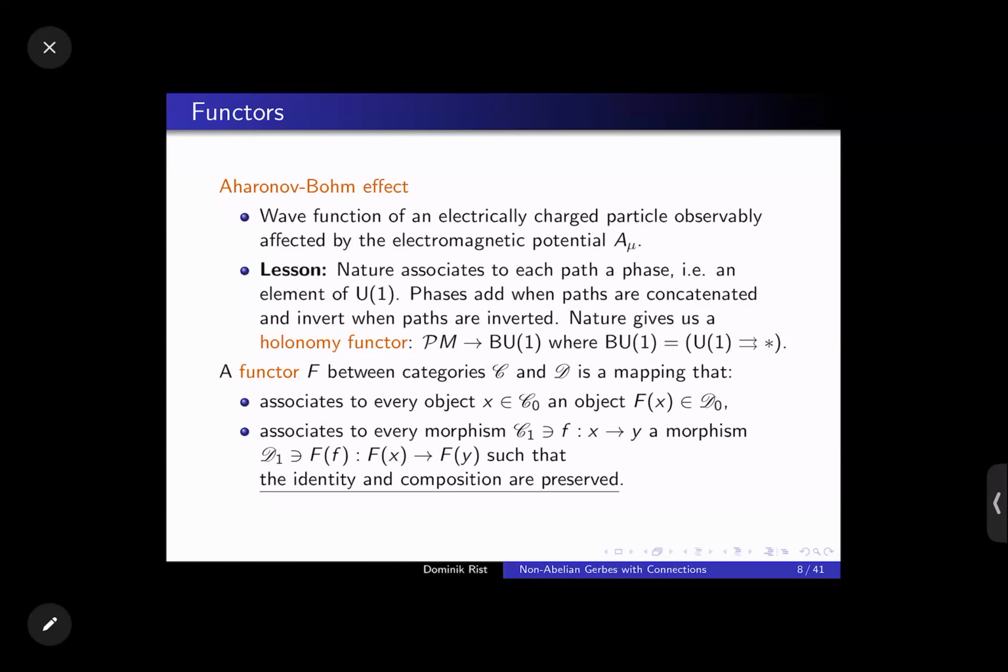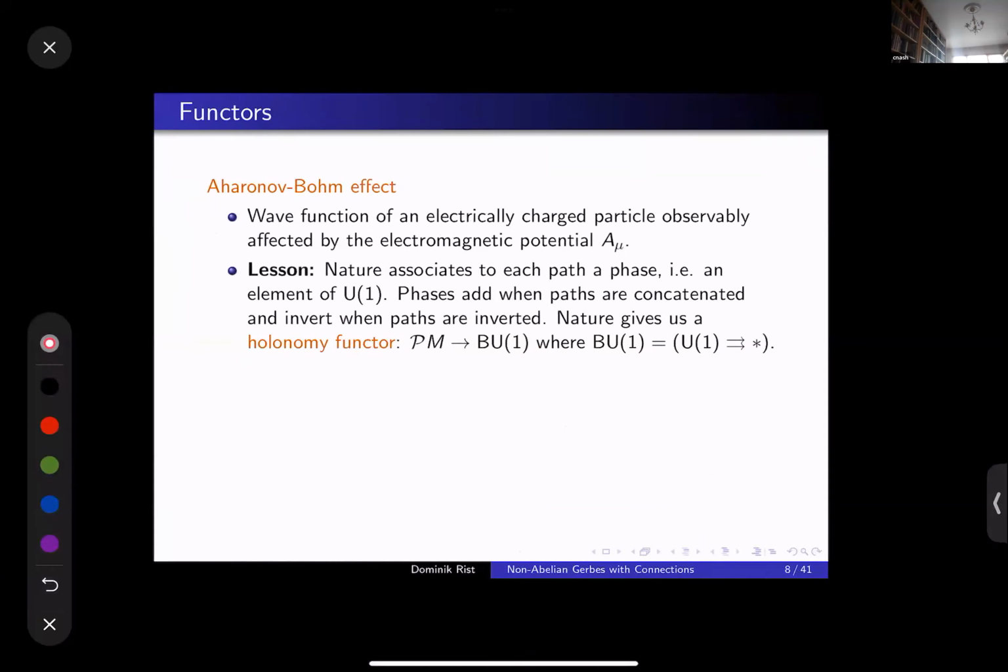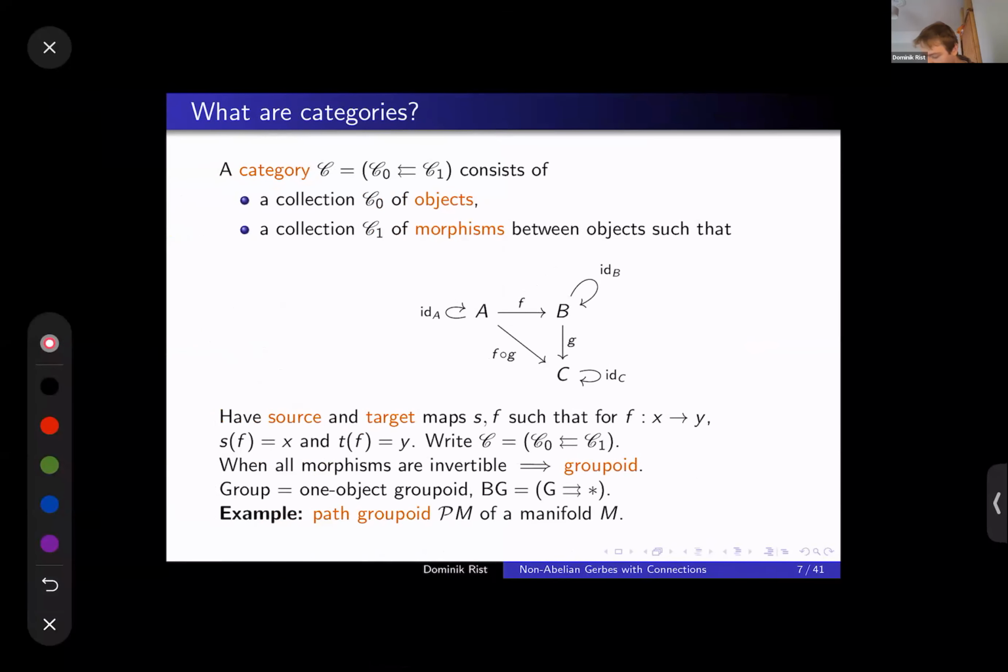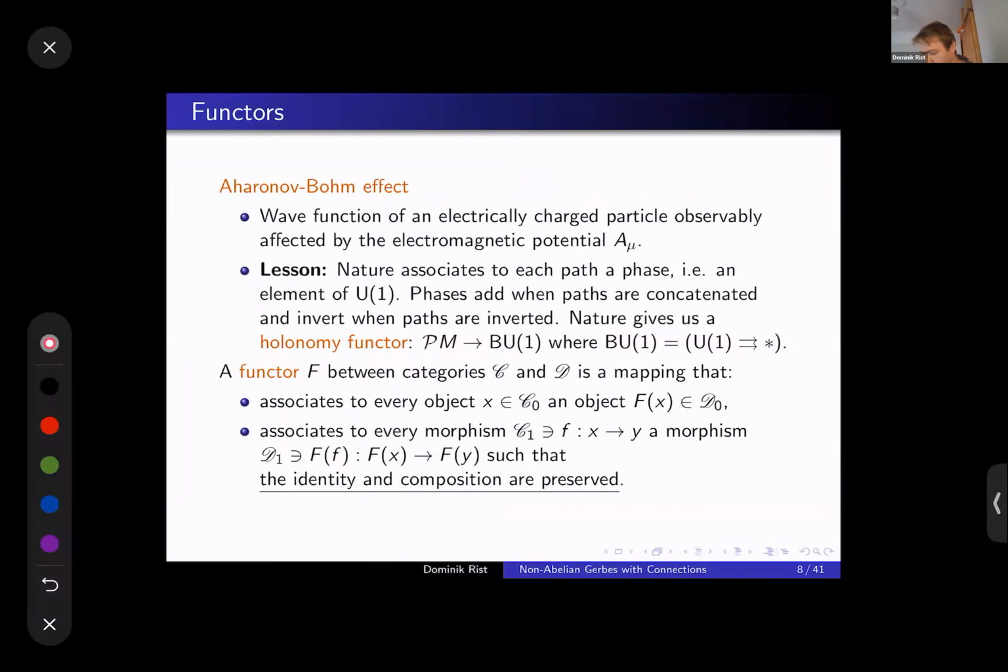Sorry, can I explain? Could you explain what is the object of the PM and the arrow? Yeah. So PM is the path groupoid of M. M is my spacetime, R13. And P is just the path groupoid of my spacetime. So I consider, just as I explained in the previous slide, all the paths between all the points. I see. Okay. Yes. Thank you.